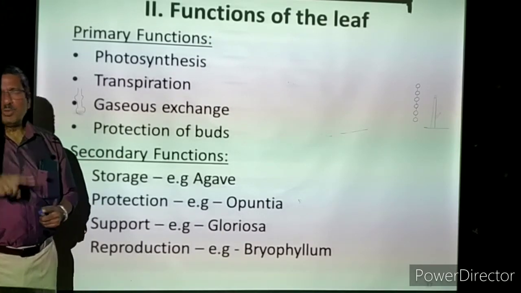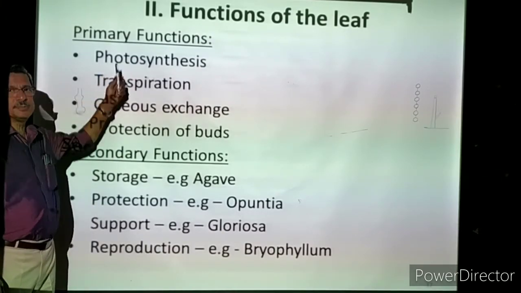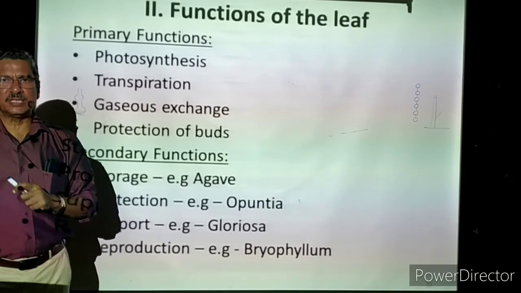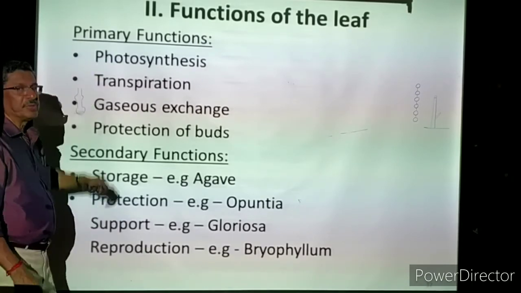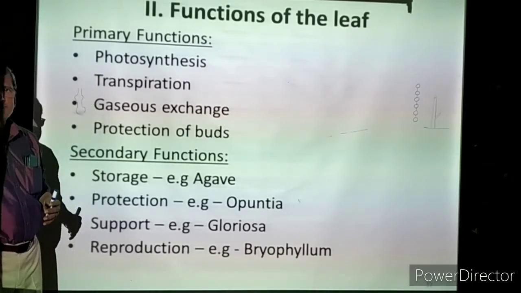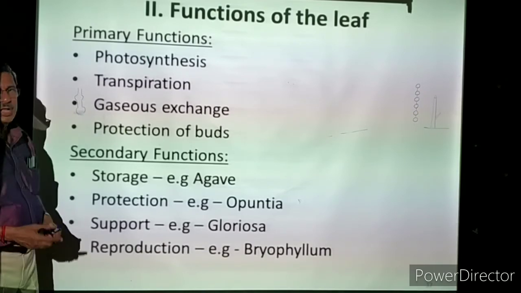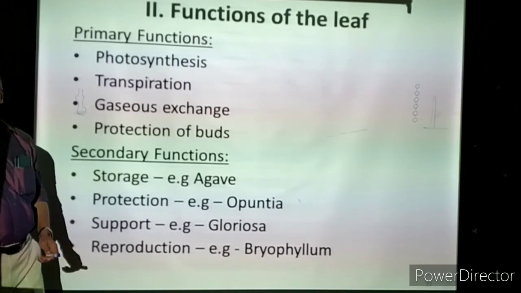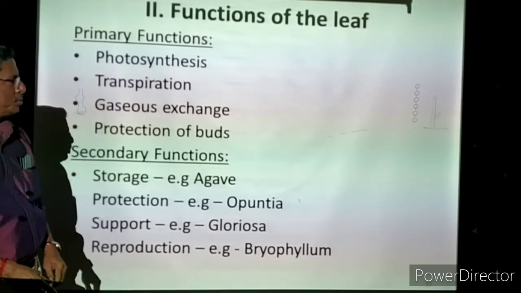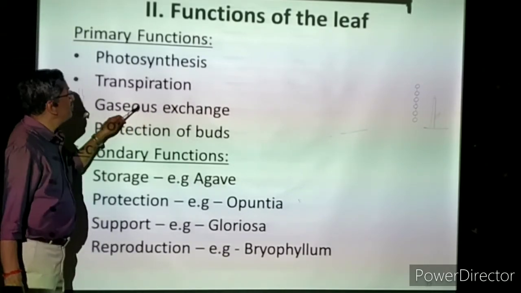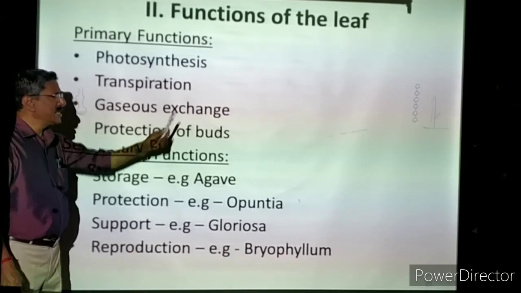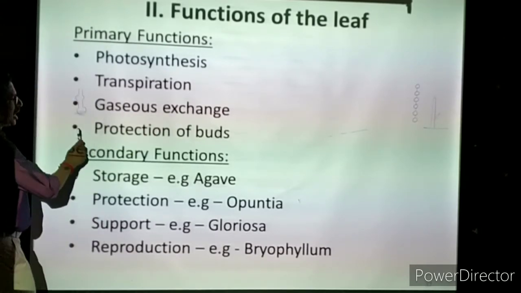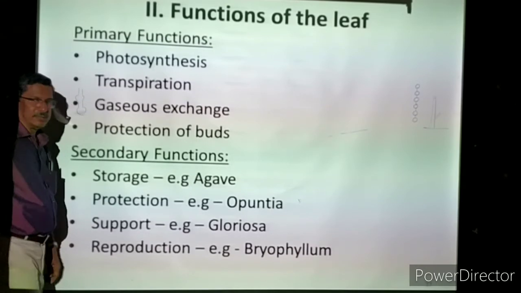But the leaf is performing one more function, that is photosynthesis. Only at the time of photosynthesis, the leaves are doing the opposite. Carbon dioxide is taken and oxygen is given out. So it is the opposite of respiration. It is also gaseous exchange. One gas is taken in, one gas is given out. So both are performed by the leaf. That is gaseous exchange. The last one is protection of bud.